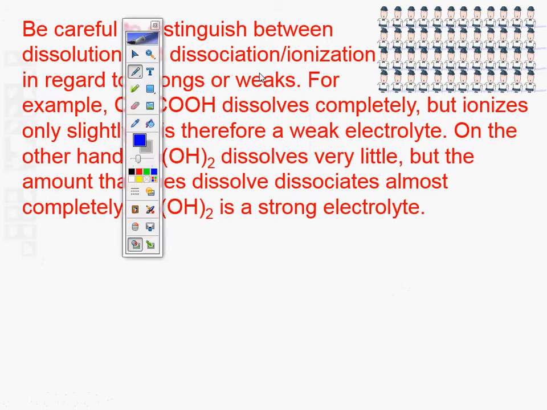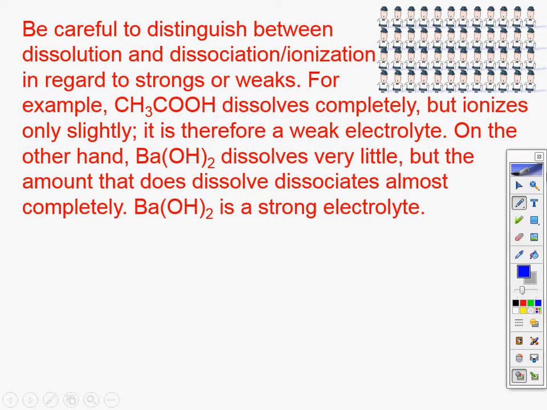All right, be careful to distinguish between dissolution and dissociation or ionization in regards to strongs or weaks. For example, acetic acid completely dissolves, but ionizes only slightly. So what does that mean? If I had solid acetic acid, it's going to dissolve completely in water, but it's only going to make a certain amount of ions. So the electrolyte, if I put a light bulb in vinegar, it's not going to light up the light bulb that much. That's what we're trying to say. But therefore, it's a weak. On the other hand, barium hydroxide dissolves very little, but the amount that dissolves dissociates almost completely. Barium hydroxide is a strong electrolyte.